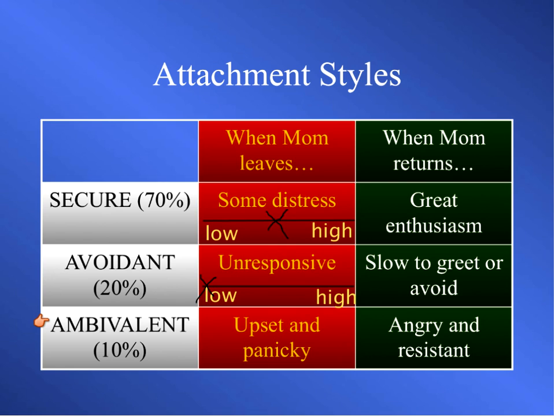The ambivalent category at the bottom here are the kids that when they're in there initially, they're not really exploring the room all that much. But here's what happens. When mom leaves, these are the kids who are having that meltdown that I said the securely attached kids were not having. So we've got low upset on the left, high levels of upset on the right. They're almost off the scale here, right? Upset and panicky when she leaves.